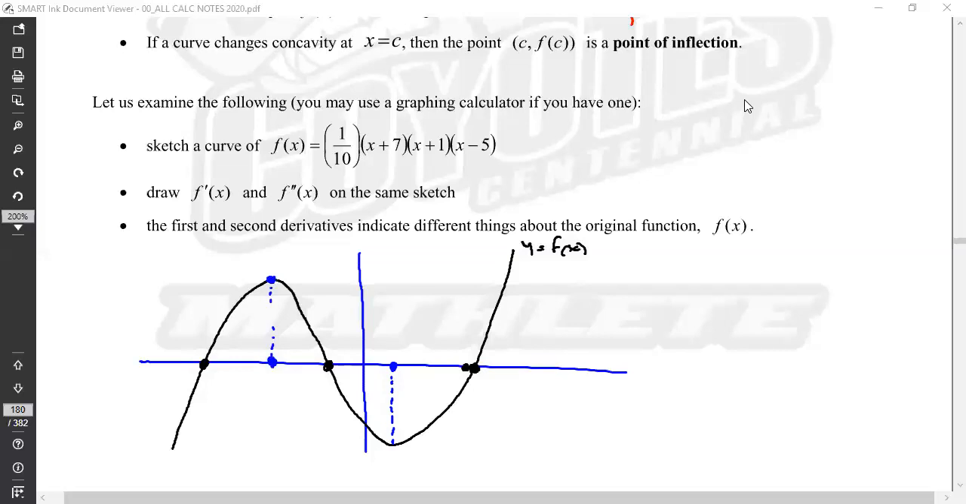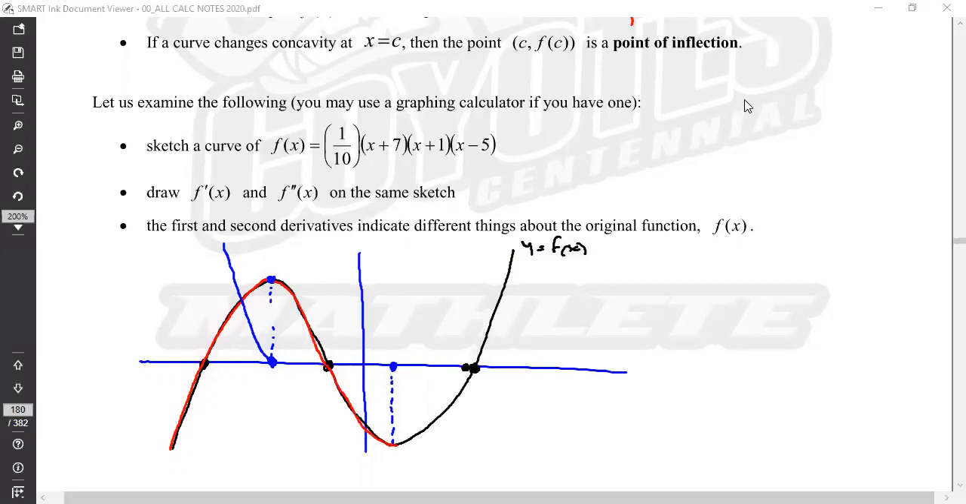And if I'm sketching this part of our original curve, this part of the original curve is increasing, which means my first derivative is going to be positive, which means it's going to be above the x-axis. So it's like this. And then in our next interval, this is decreasing.